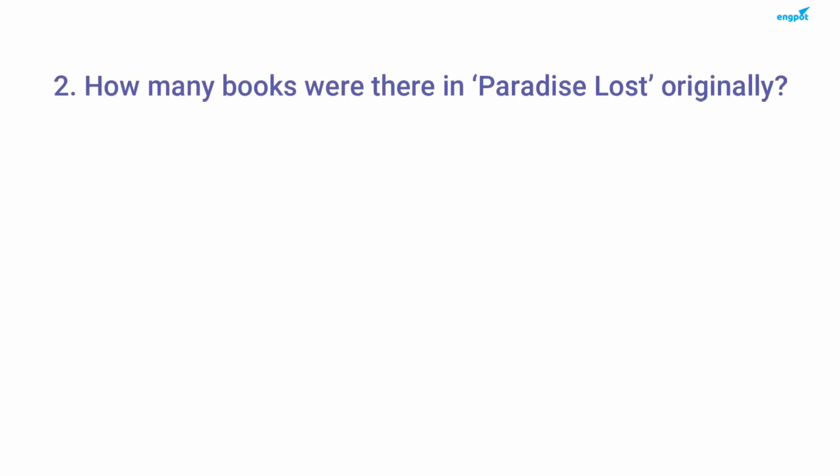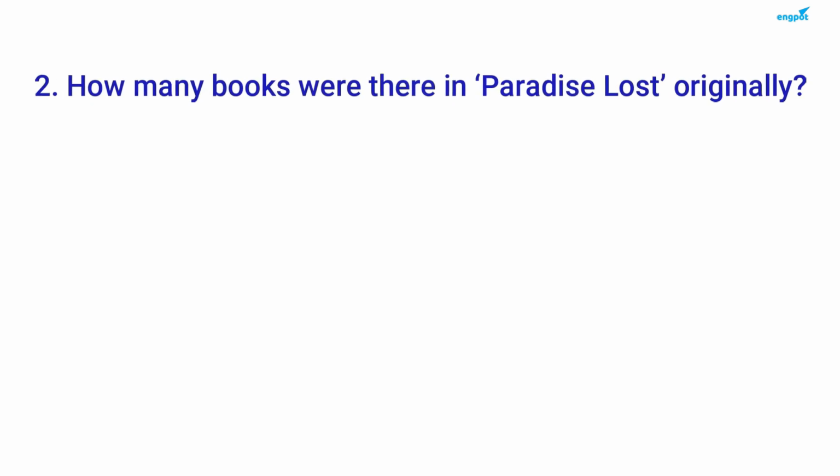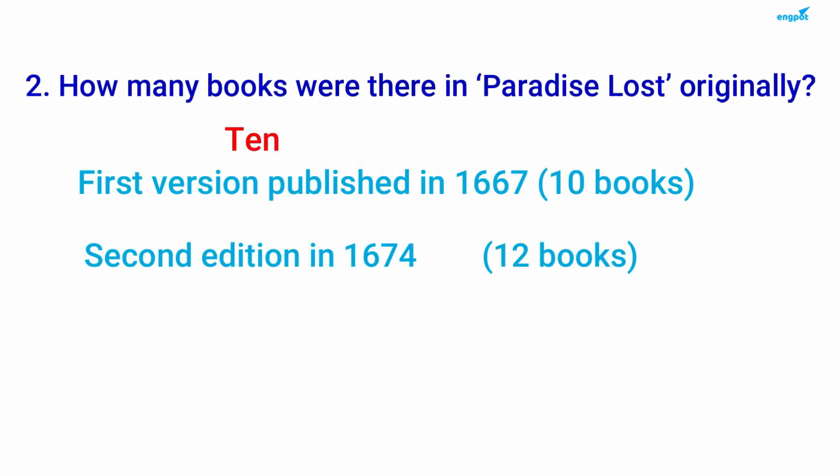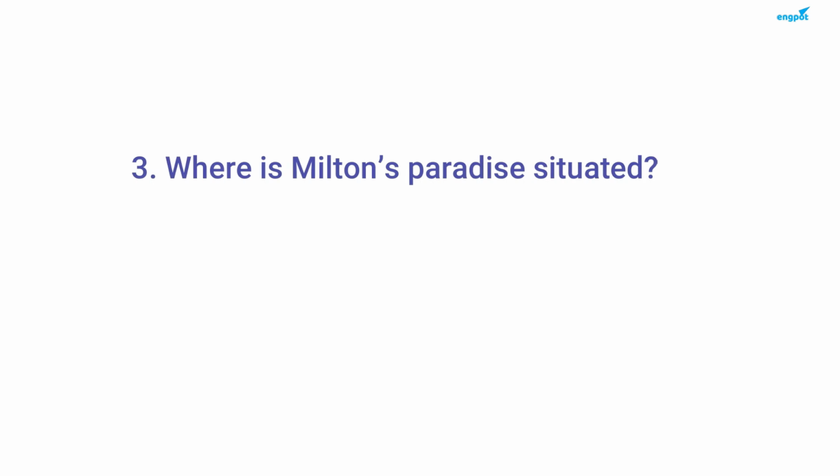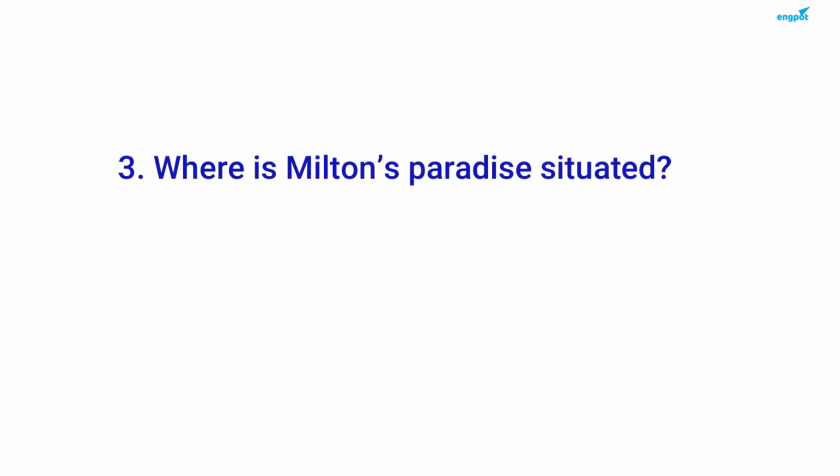How many books were there in Paradise Lost originally? 10. Originally issued in 10 books in 1667, the second edition was published in 1674, and it consisted of 12 books. Where is Milton's Paradise situated? Mesopotamia.